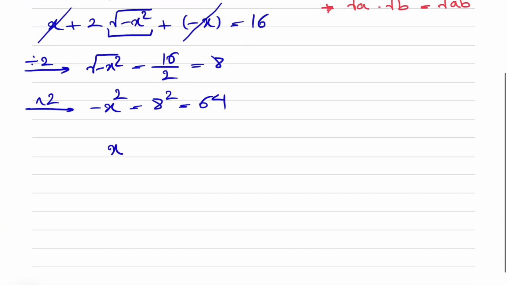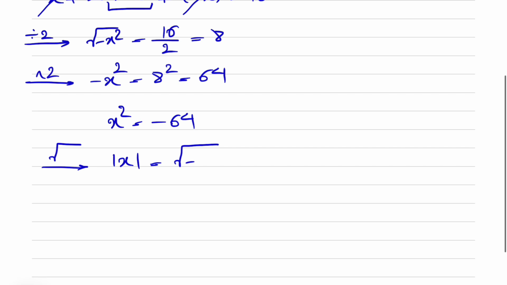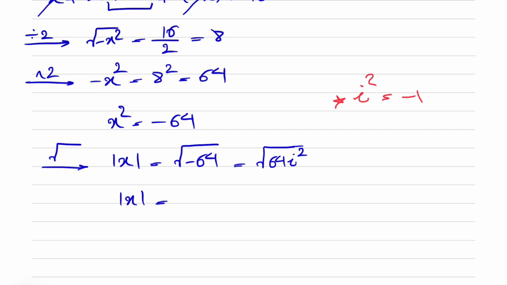So basically our x squared will be equal to minus 64, and if we take the square root on each side of the equation, we get the absolute value of x is equal to the square root of minus 64. So we have a negative number under the square root, which means we can write 64 times i squared, which is going to give us the minus 1. So 64 i squared. So our absolute value of x is equal to 8i.